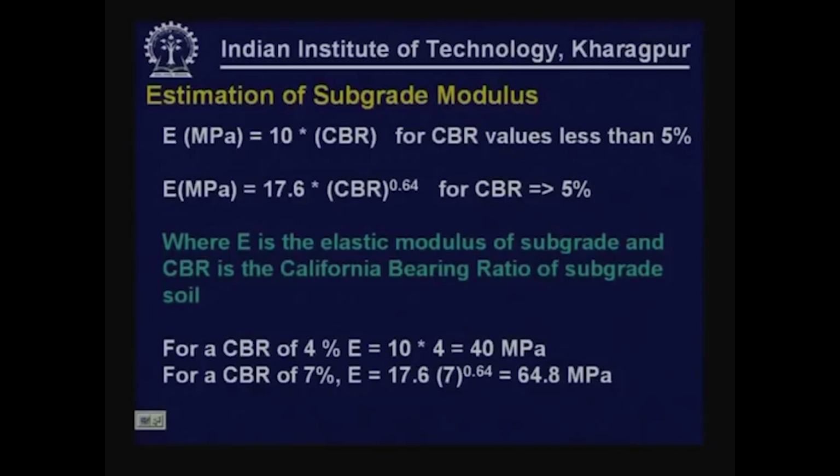For stronger subgrades represented by CBR values greater than or equal to 5%, elastic modulus value can be expressed as 17.6 multiplied by CBR to the power 0.64, where E is the elastic modulus value of subgrade and CBR is the California bearing ratio of subgrade soil. For example, for a CBR of 4%, modulus value will be 10 into 4, that is 40 MPa, and for a CBR of 7%, modulus value of subgrade will be 17.6 into 7 to the power 0.64, that will be 64.8 MPa.